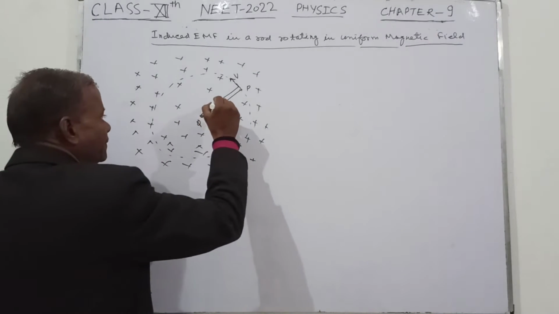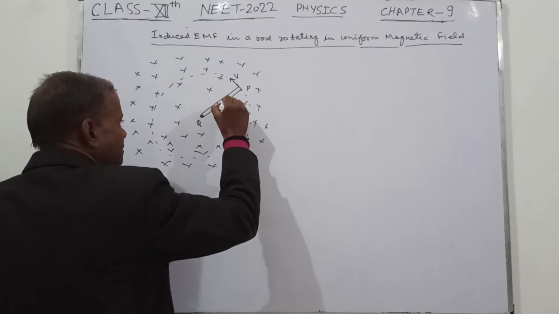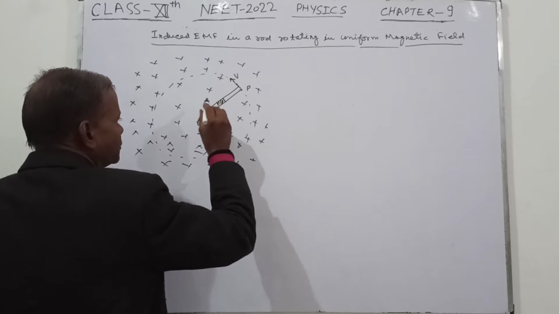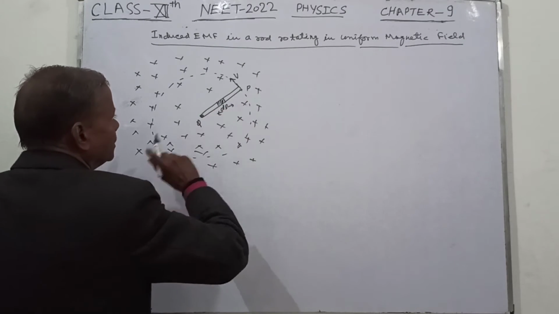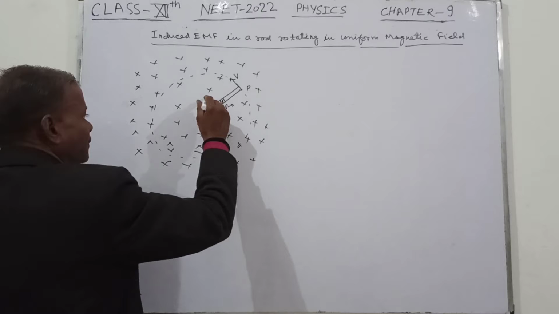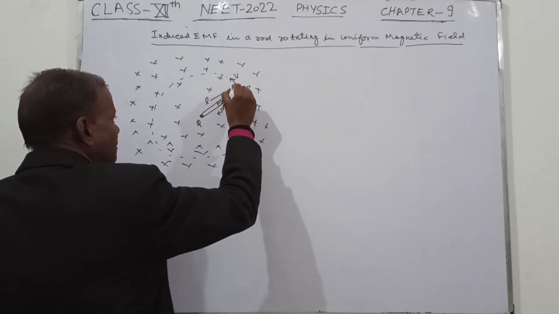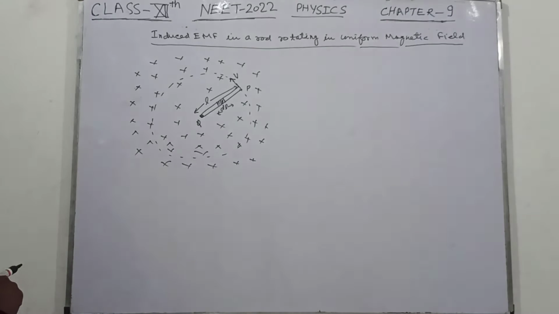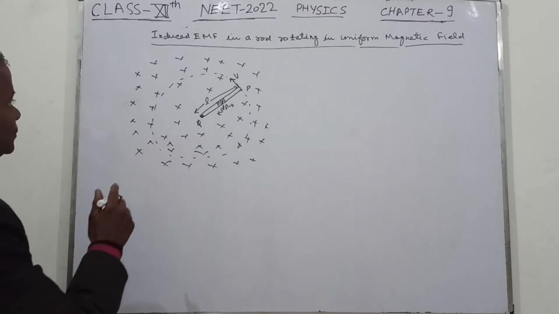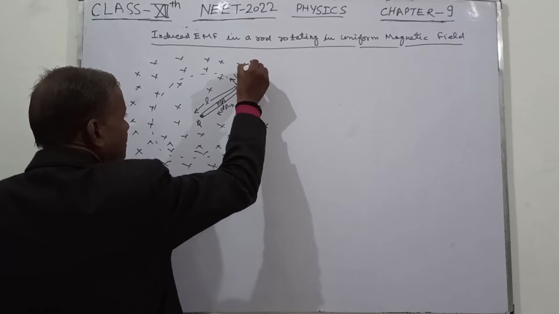So now we can have a small element here, a small element of length dl. Now this rod is of length l. This length l. This is the magnetic field B.